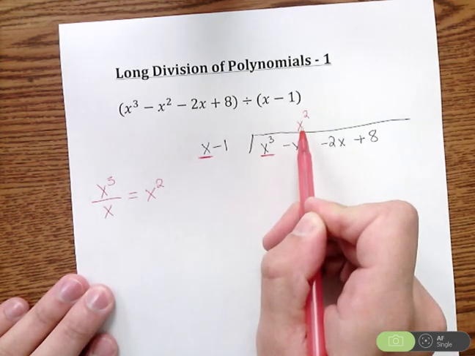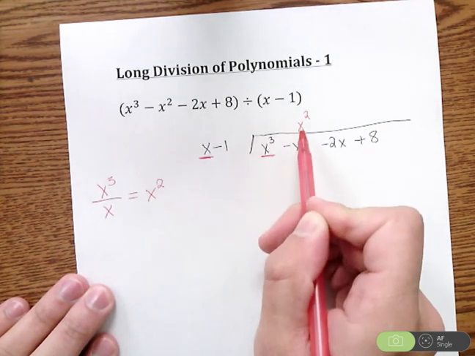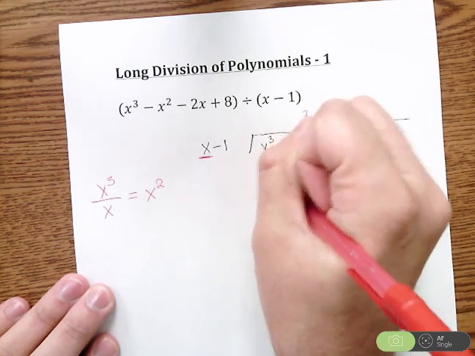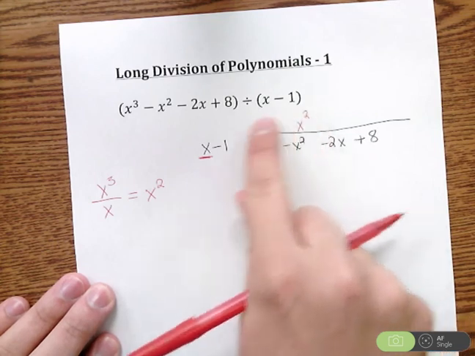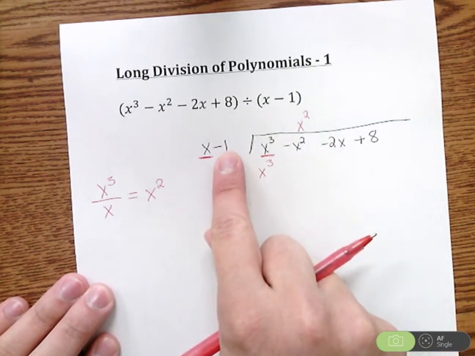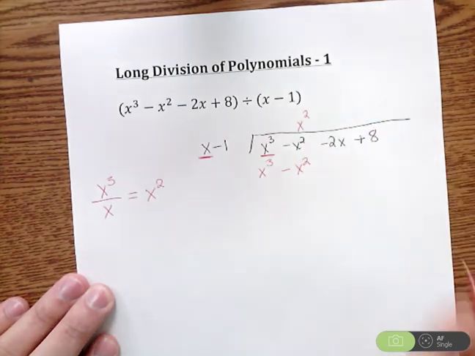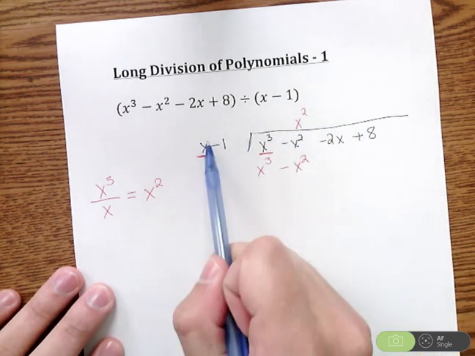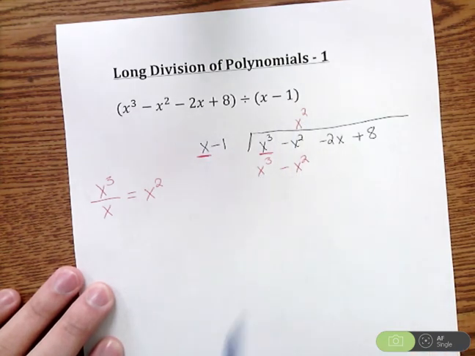After we do the division, we're going to take that x squared and multiply it through this piece right here. So x squared times x is x cubed, and I'm going to start filling it in right here. x squared times a negative 1 is a negative x squared. So we did the division, wrote our term up top, multiplied through, and wrote it out.